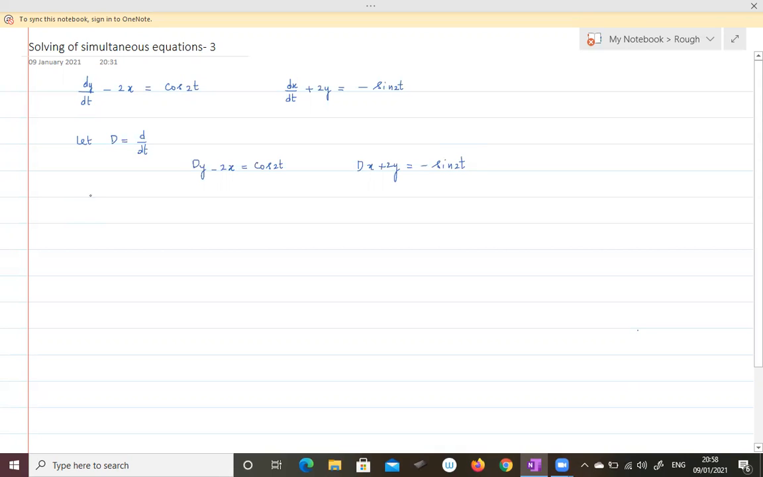Now we will arrange them the proper way. That first equation is minus 2x plus Dy equal to cos 2t. I just name this as 1. And second one as Dx plus 2y is equal to minus sin 2t. That I call as equation number 2.